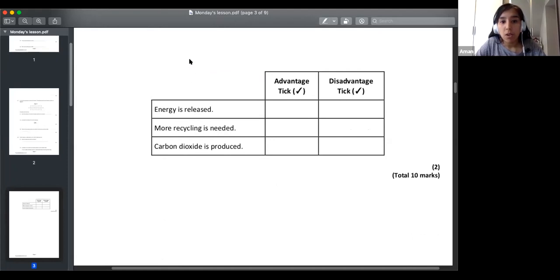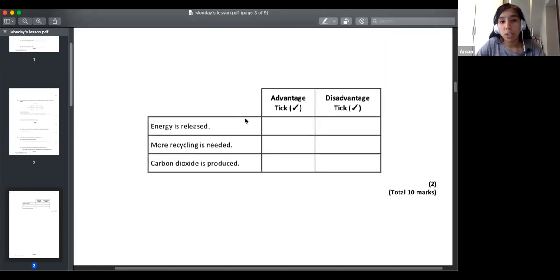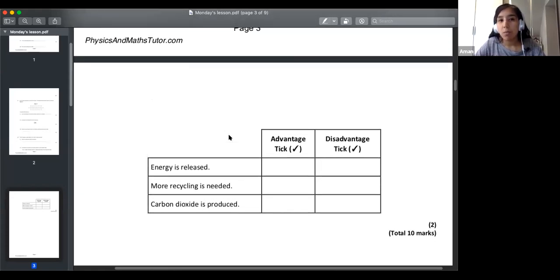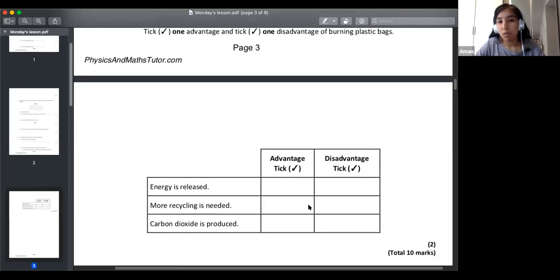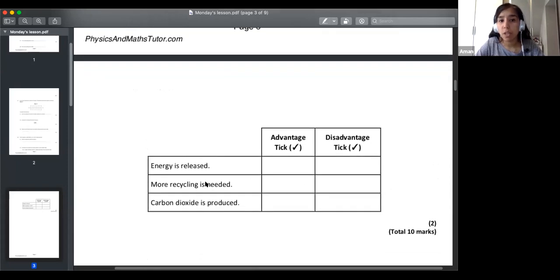Okay, so we're only ticking one advantage and one disadvantage. So energy being released is an advantage. We like it when energy is released, we can use it for different things. More recycling is needed isn't relevant when we burn plastic bags, but carbon dioxide being produced is a disadvantage. So when we burn them, we know that contributes to global warming. So more recycling needed isn't relevant. So you needed a tick at energy release and a tick at carbon dioxide being produced for disadvantage. Good. Any questions on that? Yep, good. So everyone's given me the correct answer.